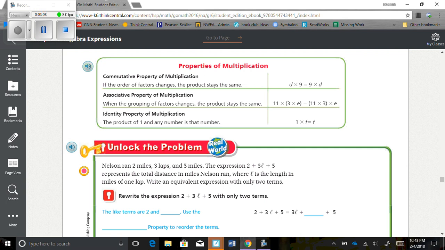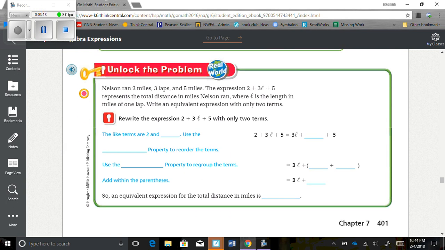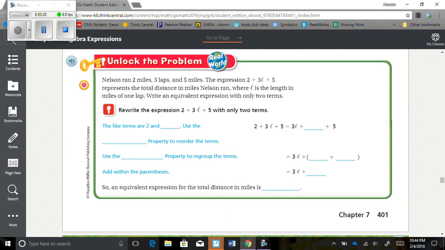Identity property of multiplication. The product of 1 and any number is that number. So 1 times f will always equal f. 1 times 4 will always equal 4. 1 times 10 will always equal 10. Okay, that was all review.